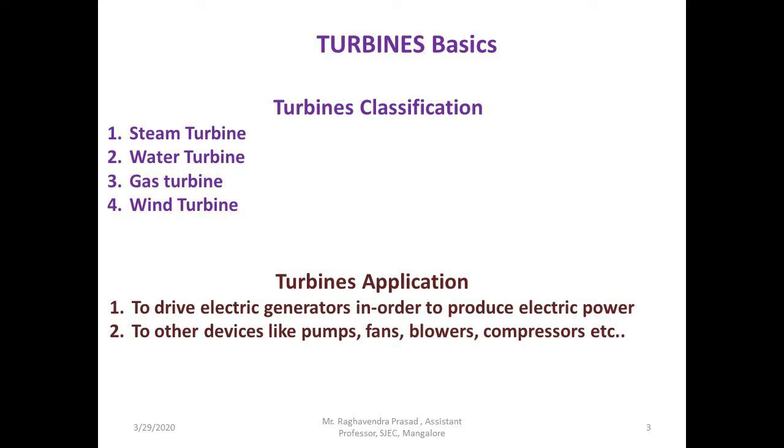The third is the gas turbine, which uses the energy present in the product of combustion of any fuel which is burned. And the last one is the wind turbine, which uses the velocity energy and the pressure energy present in the wind. There is a difference between air and wind. Air is stationary, and wind is air which has some velocity energy present in it. That means it is moving.